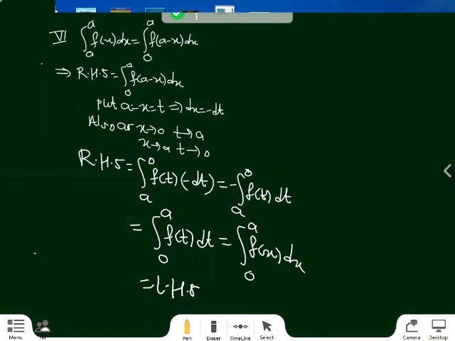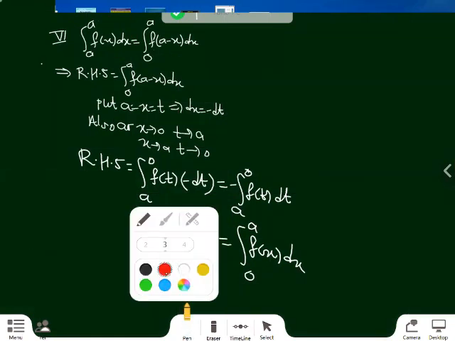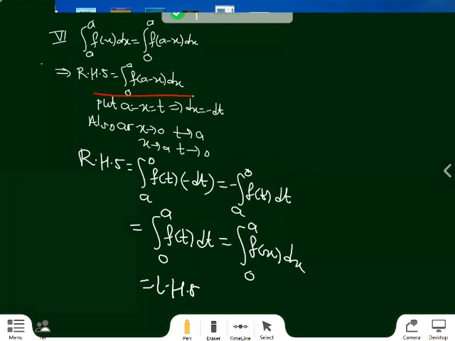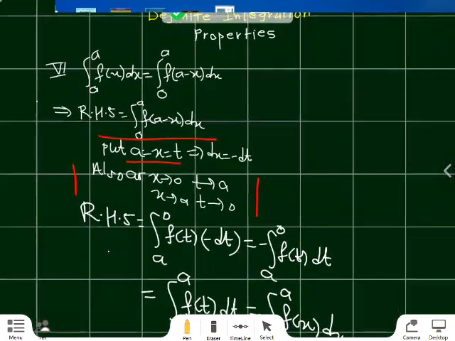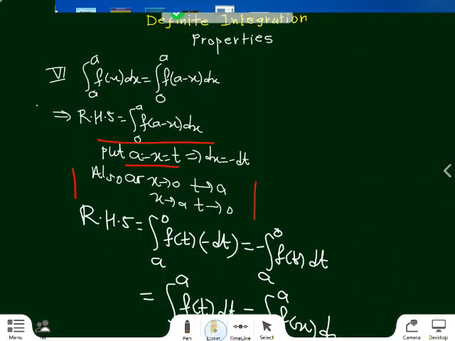To prove this property, we consider the RHS, and in RHS we substitute a minus x equals to t. After changing the limits of the integrals, we get the solution of this property, that is property number 6. Now the next property.